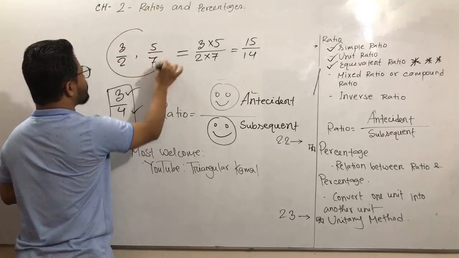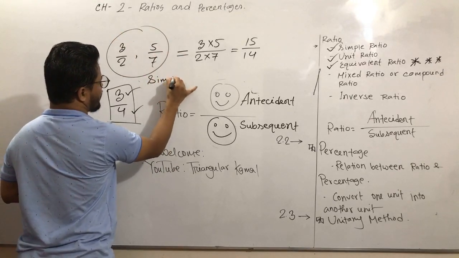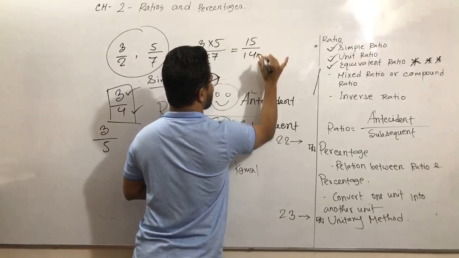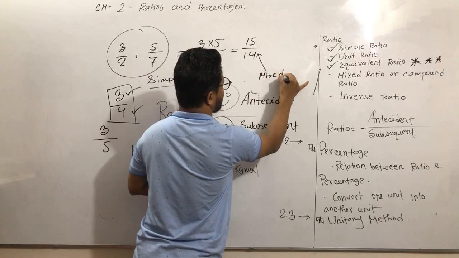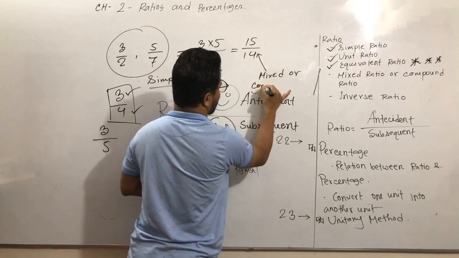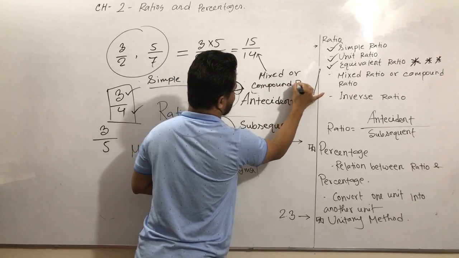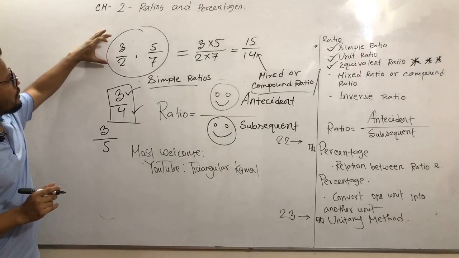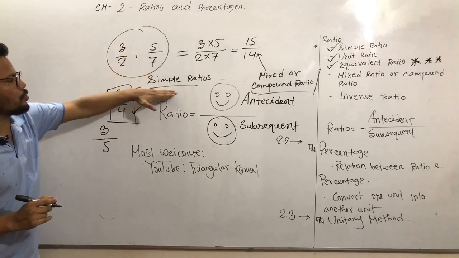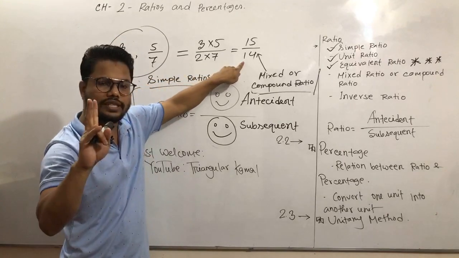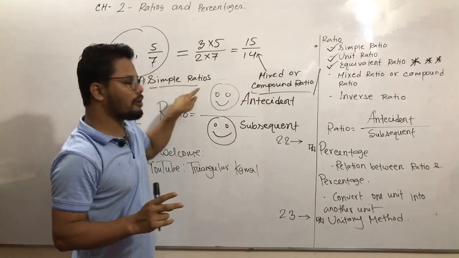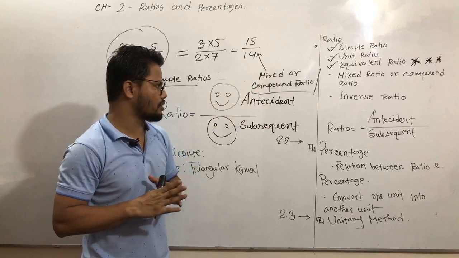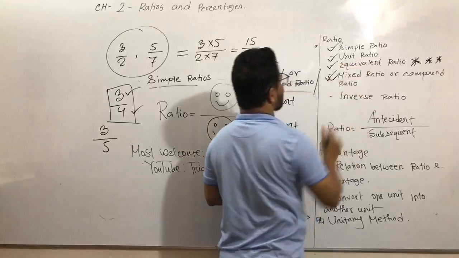So these are two simple ratios, and this is a mixed or compound ratio. The two simple ratios 3 by 2 and 5 by 7 are converted into a single ratio. If we convert two or more simple ratios into a single ratio, this is called a mixed or compound ratio. So this is the mixed or compound ratio.